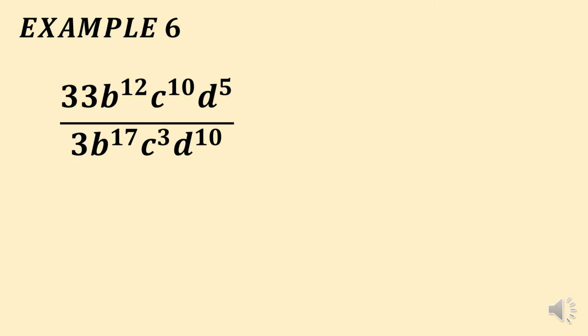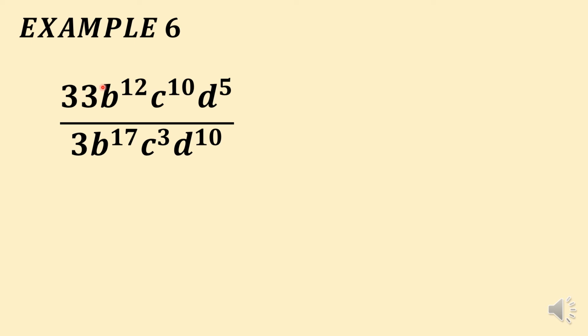So let's have our sixth example. So we're going to simplify 33b raised to 12, c raised to 10, d raised to 5 over 3b raised to 17, c raised to 3, and d raised to 10. So dito, tatlo na yung ating variables and still, ganun pa rin yung magiging process natin.